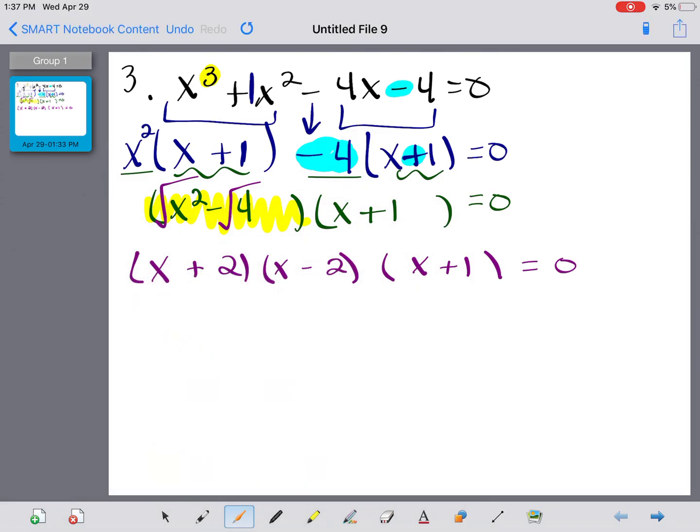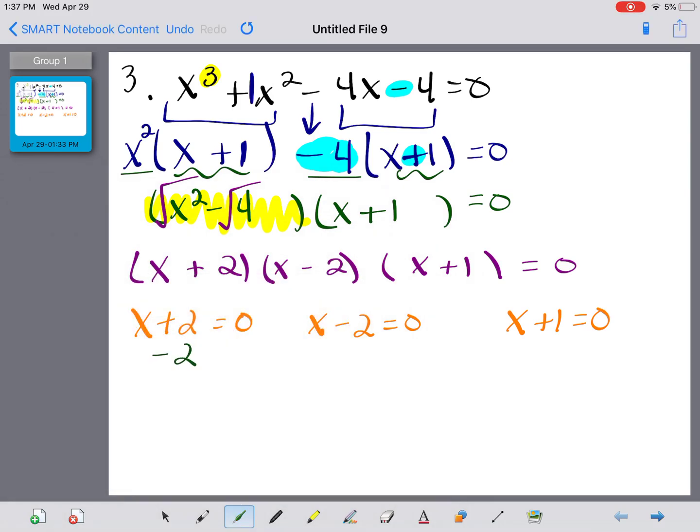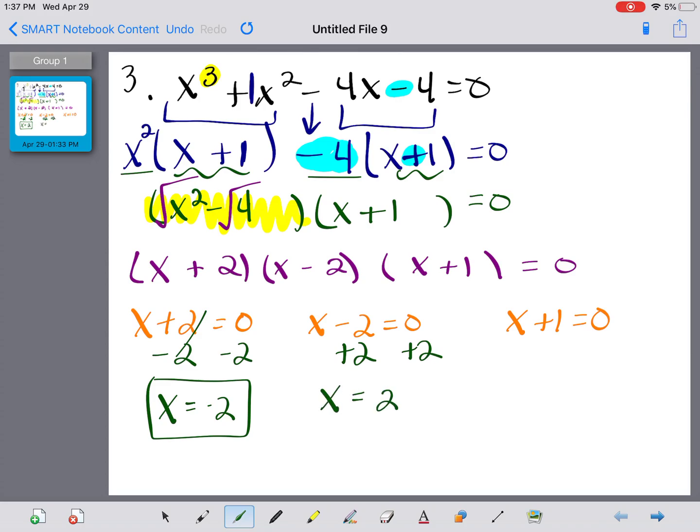Now that I'm done factoring, I'm going to set each parenthesis equal to 0. And then solve. These are all real easy equations to solve. Just move the 2 over by subtracting. So one of your solutions is that x equals negative 2. Move the other 2 over by adding. That means your other solution is x equals positive 2.